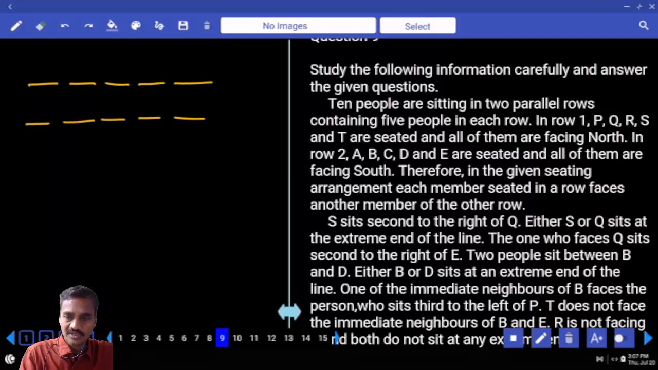Then row 1, all of them are facing towards north. Row 1: P, Q, R, S, and T are facing towards north. And row 2: A, B, C, D, and E are facing towards south. Isn't it?